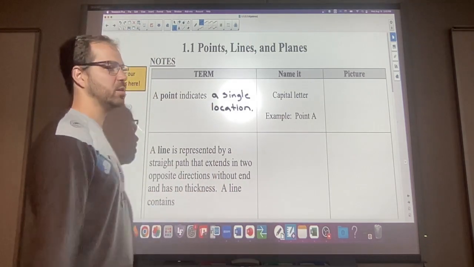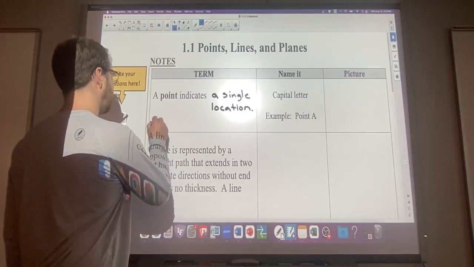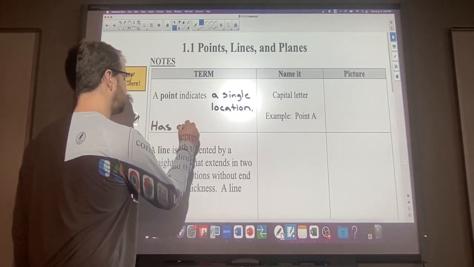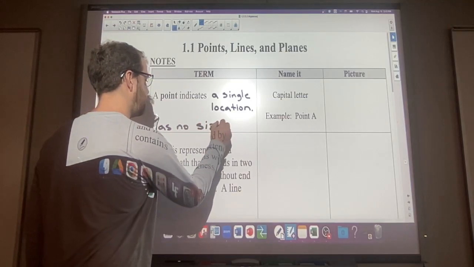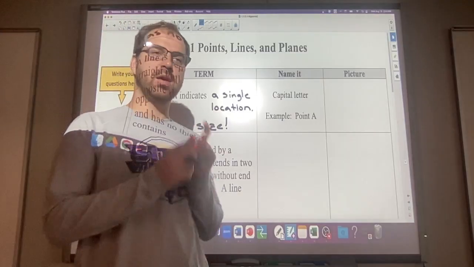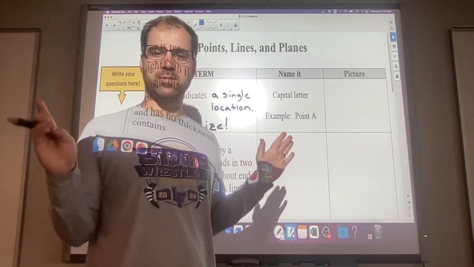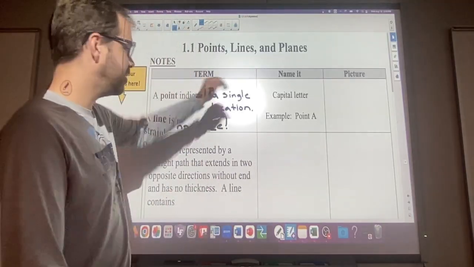All right, so it's a single location. It has no size, and that's actually pretty important. So it has no size. And what I mean by that is I mean that it's infinitely small, okay? You could never measure it. It's just one location with no width. That's it, okay?